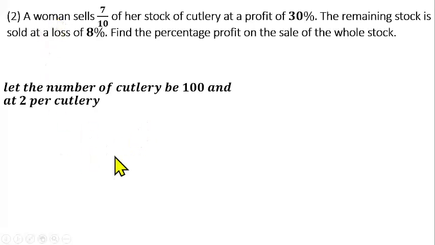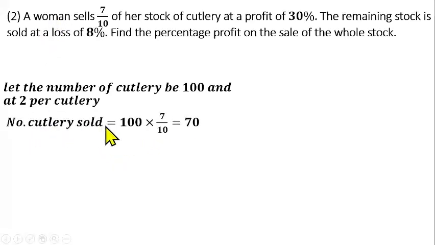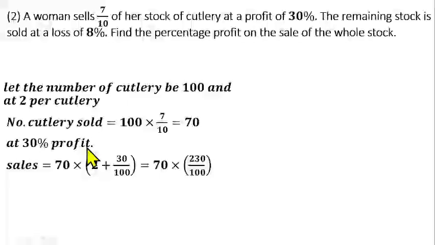Then from there, if you go on, number of cutlery sold. Now if we have 100 cutleries and we are told that 7/10 of it is sold, so 7/10 of 100 that we have will give us 70. So the number of cutlery sold will be 70. Then from there, at the profit of 30%, we can now find the total sales. This is the number of cutlery sold at the 30% profit.